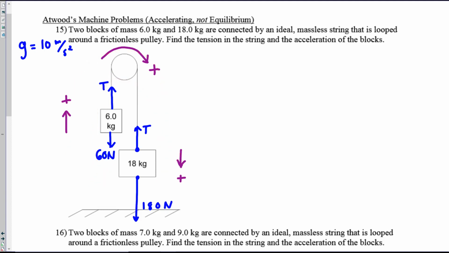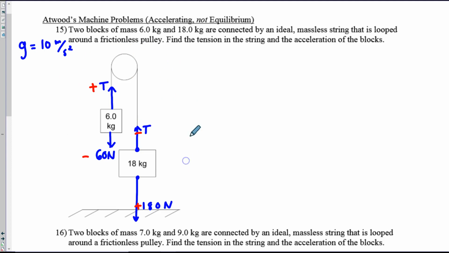So which forces are positive? Which ones are with the motion? This tension and this 180. Which forces are opposite that? Which are negative? This 60 is against the motion, and so is this tension.